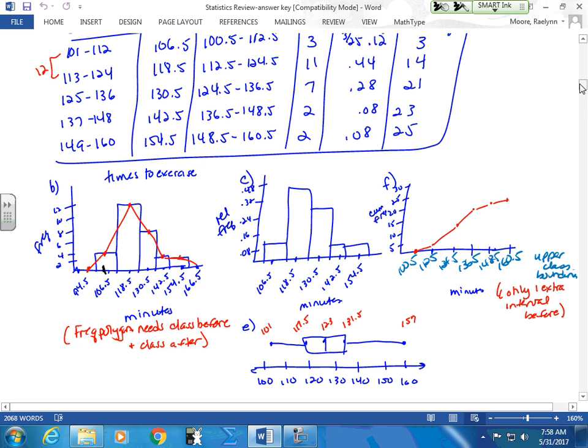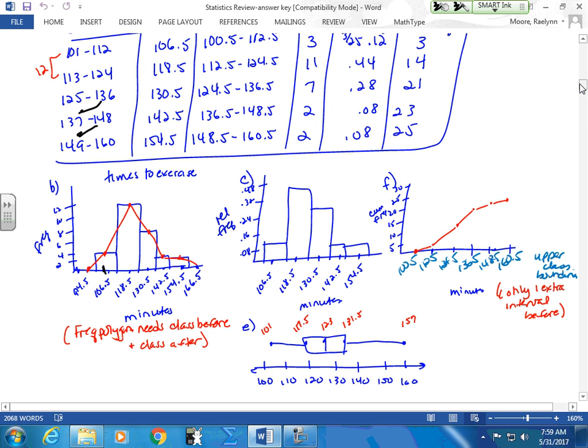Your class boundaries took care of the gap between these guys. Between 136 and 137, there was a gap. We don't want a gap, so we expanded that and made your boundaries. Do your basic bars. Can everybody do that part?